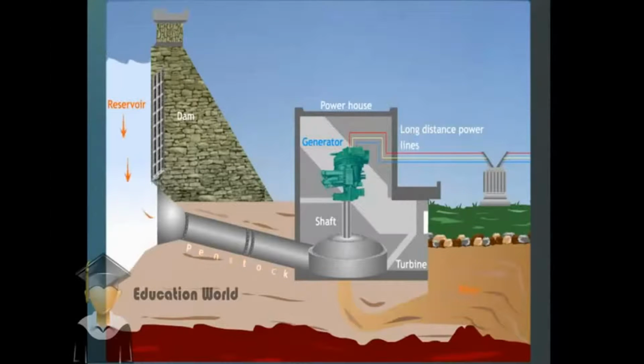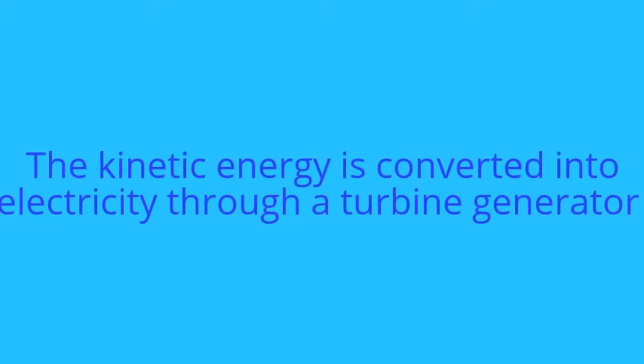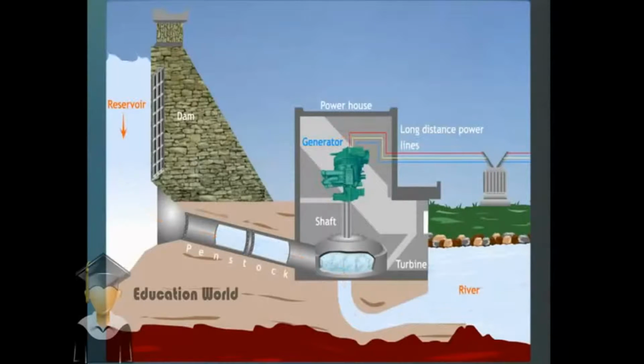Water flows through the penstock and rotates the turbine. The flowing water rotates the turbine, which is placed at the end of the penstock. The turbine, in turn, rotates the shaft that is connected to the coils of a generator. These coils are placed in between strong magnetic poles. The rotating shaft turns the coil.